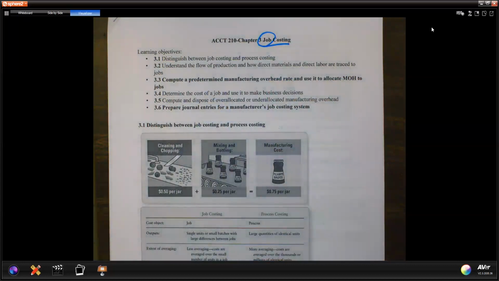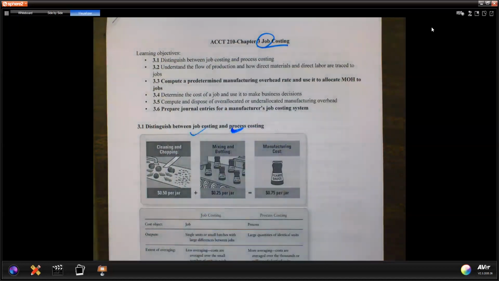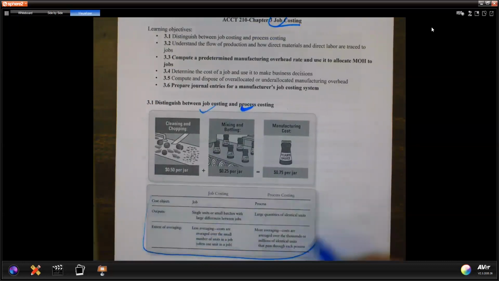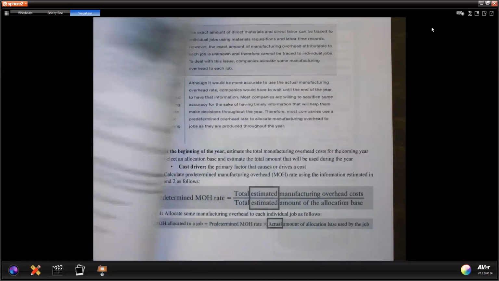Your first task is you have to know there are two different costings. One is job costing, one is process costing. Talk about job costing now. You don't need to worry about process costing in our class. Make sure you read this table, know when you will use job costing, when you will use process costing. I'm not going to repeat, we all did this in class.